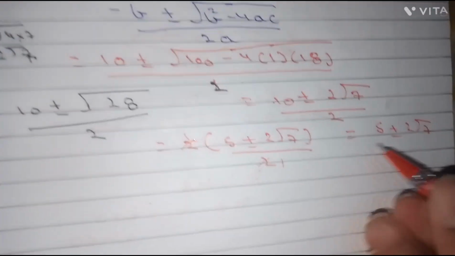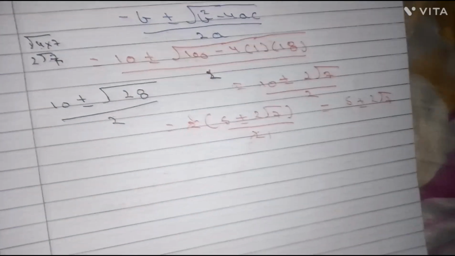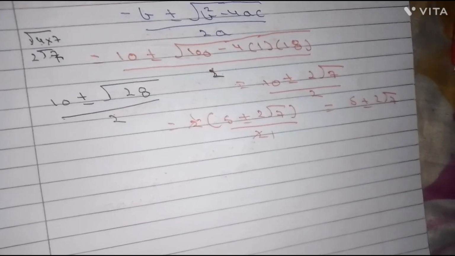I hope you understood this very well, how I taught this. So for the value of a, we got two values of a. First we got a1.